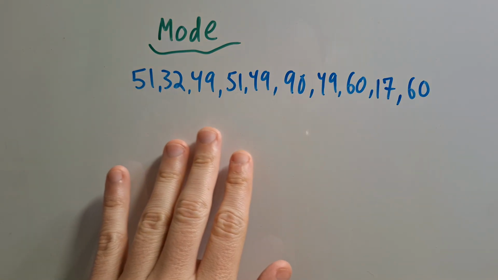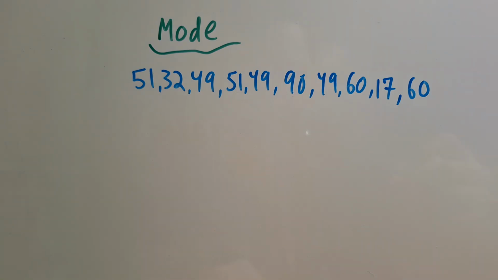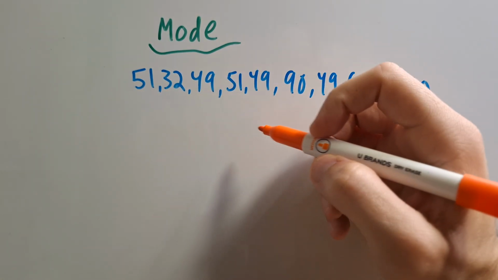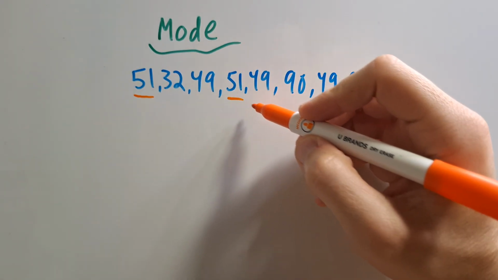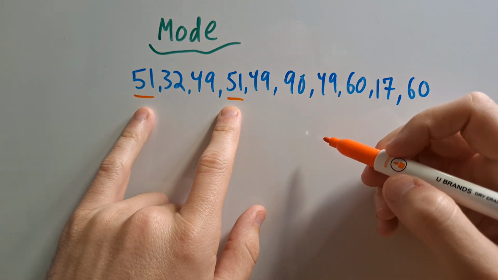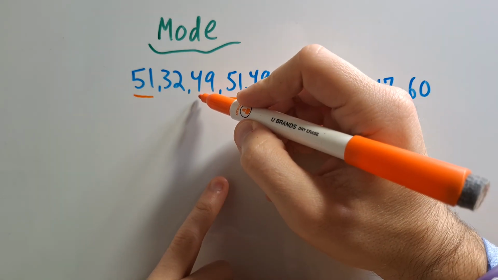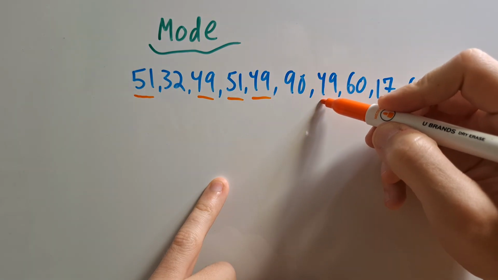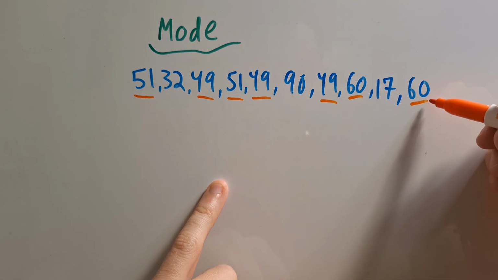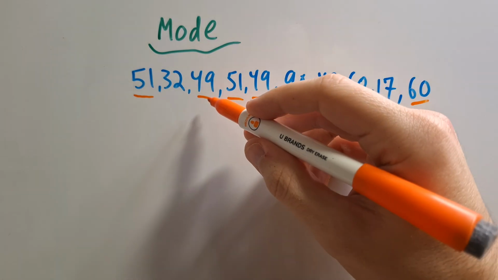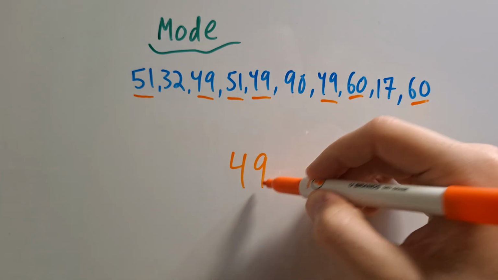So when you're trying to find a mode, what you're going to look for is any number that appears more than once, and then just take note and see if there's any other numbers that appear more than once. So when I look at my numbers here, I see that I've got more than one time that 51 appears. Now I've got 49 here 3 times. And I have 2 occurrences for the number 60. But I saw that 49 appeared 3 times, so the mode here would be 49.